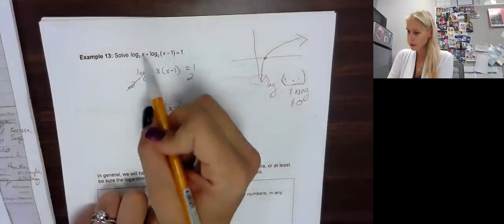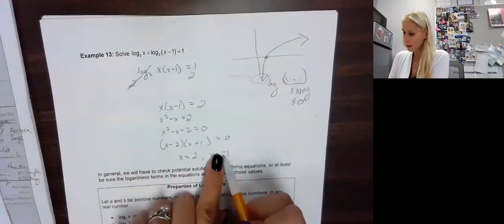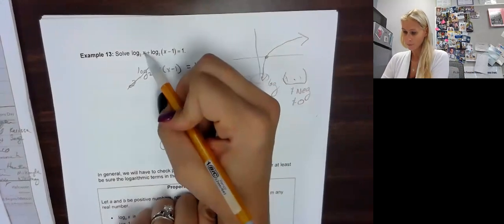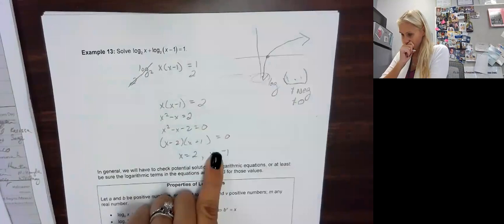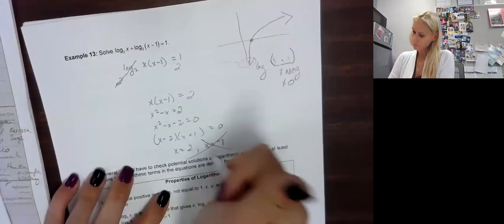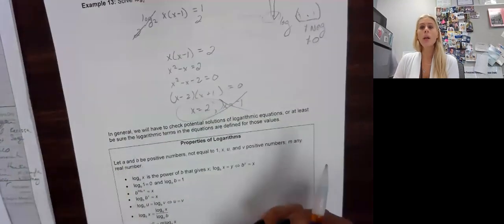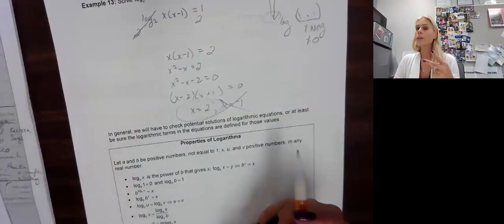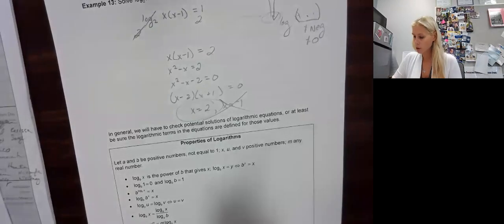So if I plug in 2 here, we're good. If I plug in 2, we get 1, we're good. If I plug in negative 1 here, I have a negative. Plug in negative 1 here, I get a negative again. So negative 1 is not our answer. x can only be 2. So when you get 2 answers, more than likely one of them won't work. So you have to check and reason out your work.